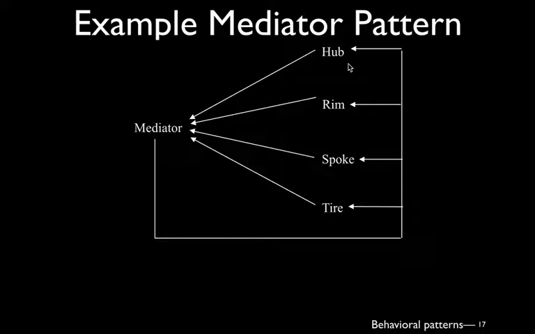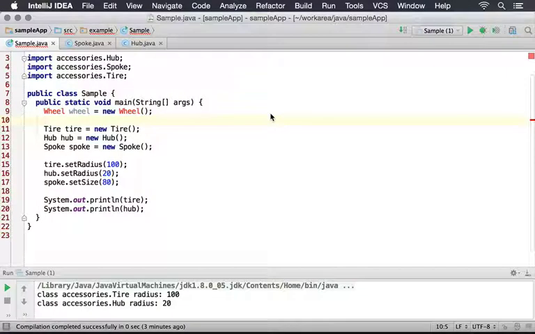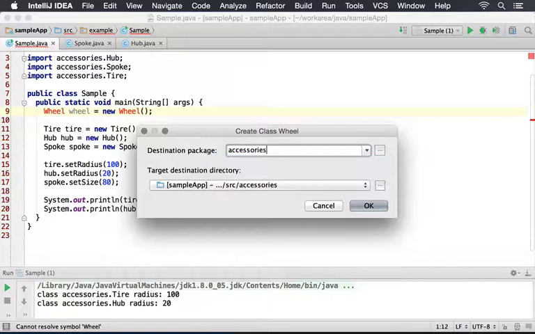What we did, in a sense, is convert from an n square dependency to an order of n dependency. So rather than hub depending on two classes, spoke and tire depending on two classes, spoke and hub, and so on, we simply said all of these will depend on the mediator wheel, and wheel will depend on each one of them. So it's a trade-off. Sure, wheel is tightly coupled to the other classes, but that's less coupling compared to the tire depending on two other objects and each of the other objects depending on each of the other objects that they need to communicate with. So we created a wheel class in this case, and we will put that into accessories as well.